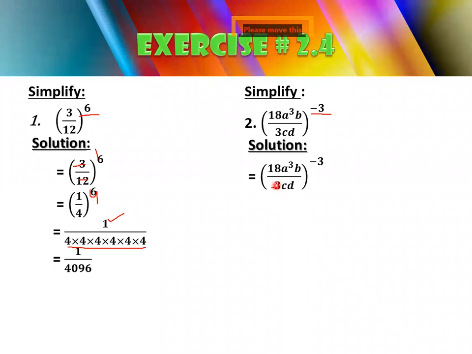So 3 into 1 is 3 and 3 into 6 is 18. I am going to write my remainders here, that is 6, and the remainder 1 I'm not going to write. Now after this, as you can see, nothing can be reduced further. Since my exponent is minus 3, I'm going to take the reciprocal of these two numbers. After taking the reciprocal, the exponent will become positive.